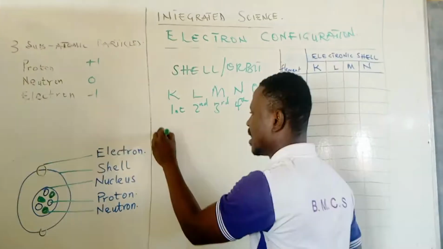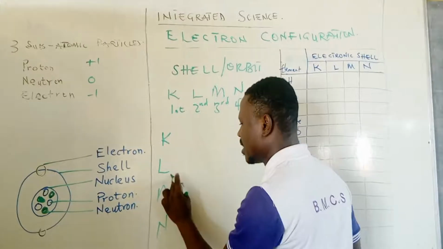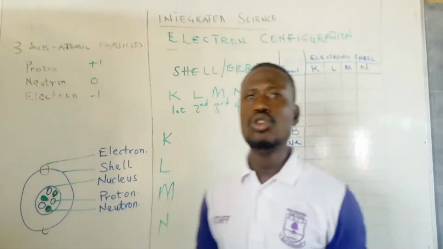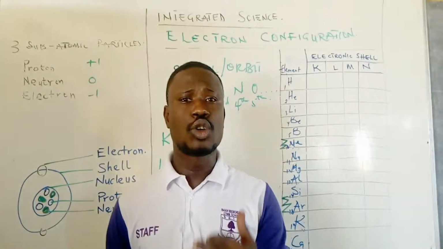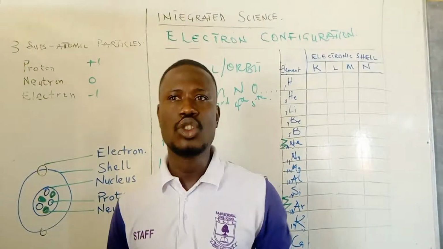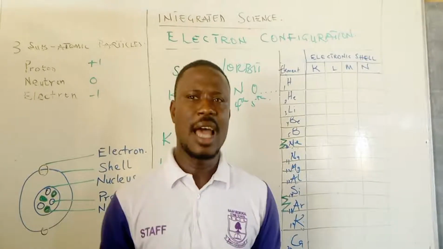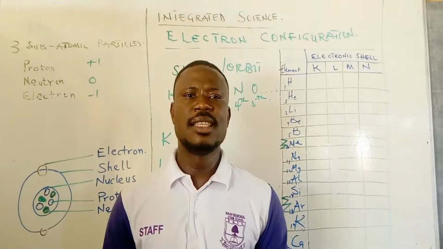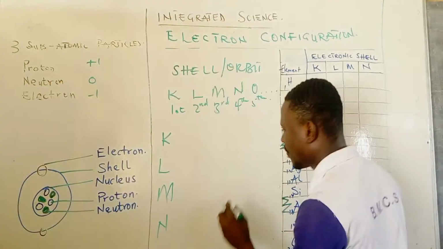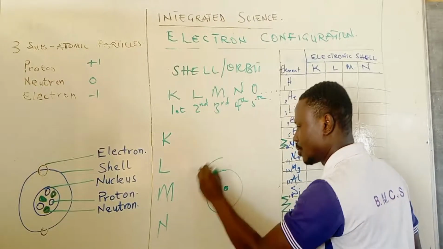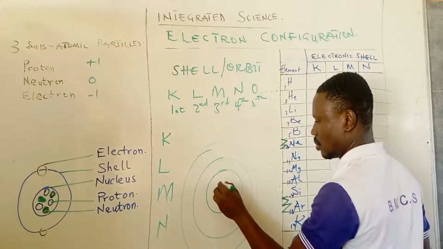How do I identify that this is the first shell? The shell that is closest to the nucleus is the first shell. So when you look at the atomic structure, counting the number of rings around the nucleus, the first is the one closest to the nucleus in that order. So we have this structure. We have K, L, M, and N, with the central organ being the nucleus.